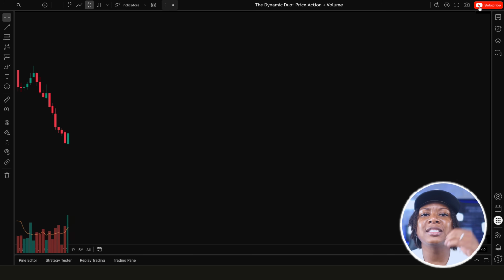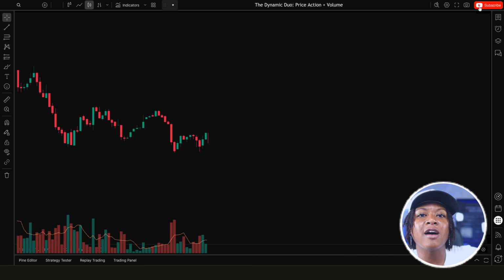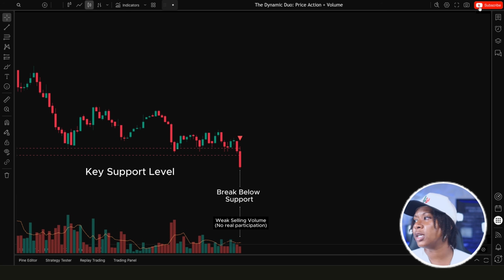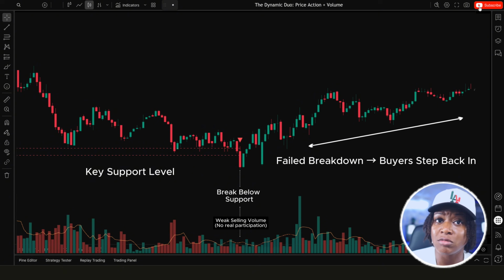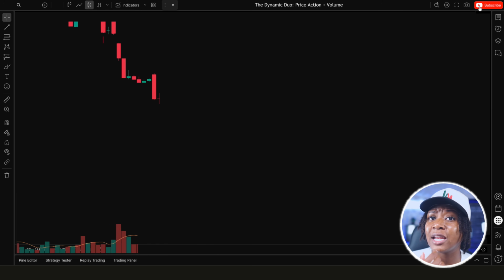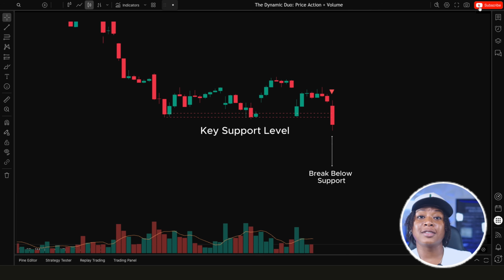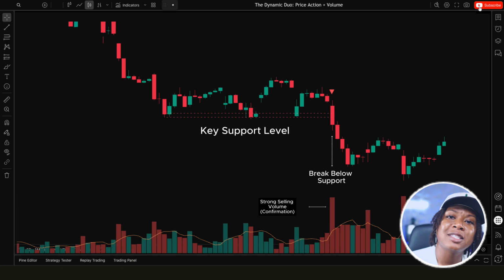So for example, let's say you see the price breaking out of a key level, but that volume is weak, don't trust it, because it's probably gonna fizzle out. Now on the opposite, if you see that the price and volume are both moving together, oh baby, you are onto something, okay? That's momentum that you can ride with confidence.